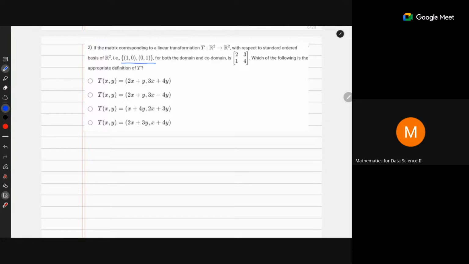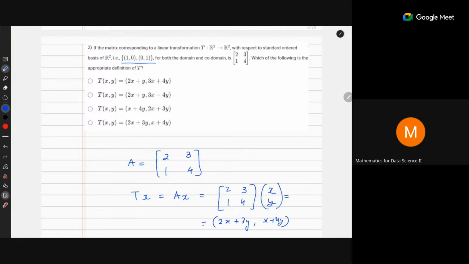So you have already been given the matrix associated to the linear transformation. You need to figure out what the linear transformation is. Whenever you have a matrix, you define the linear transformation by Tx equal to Ax. Now what would it be? 2, 3, 1, 4 times x, y. It will give you 2x plus 3y, comma x plus 4y. Okay, so what is the correct answer? Fourth one. Correct.